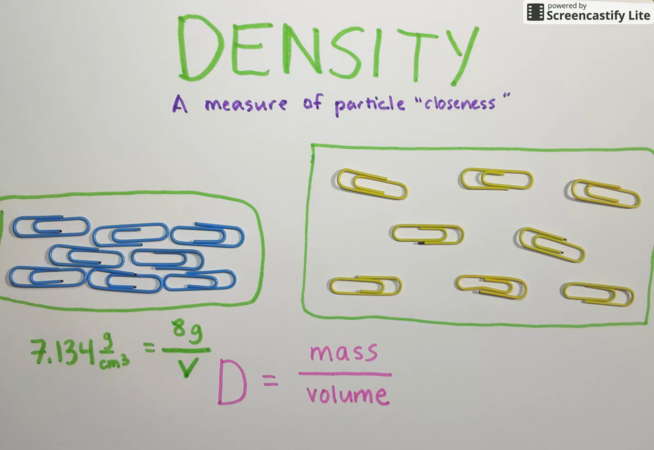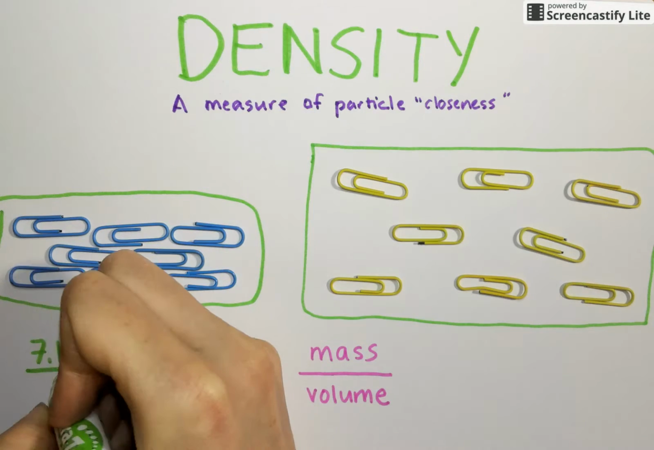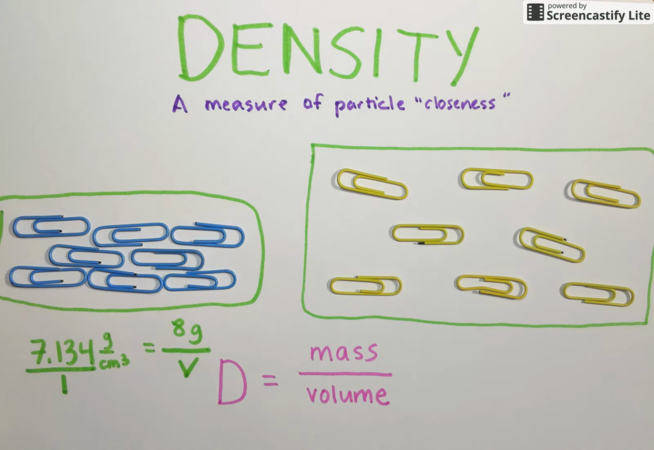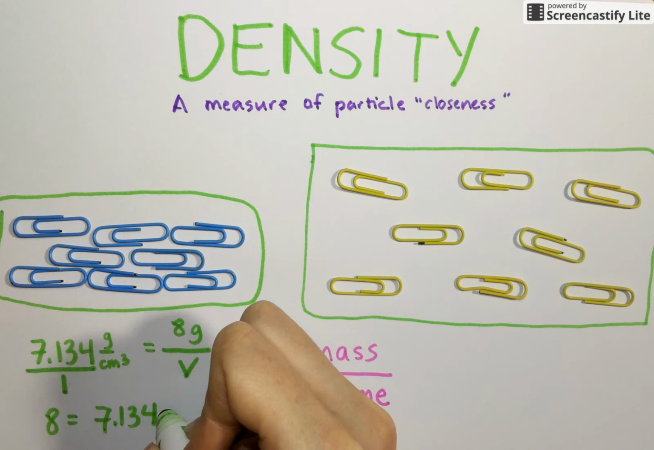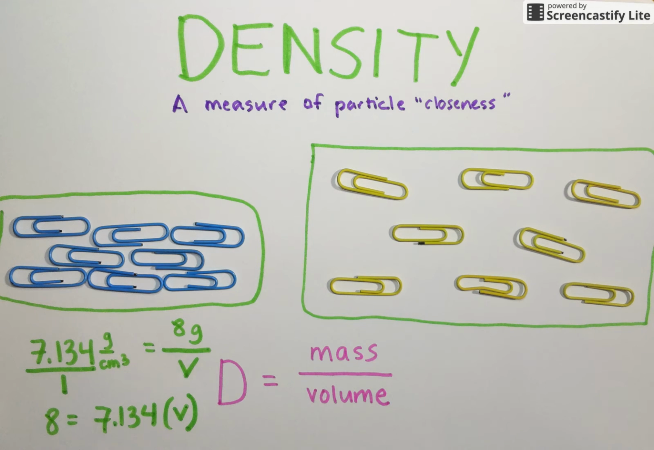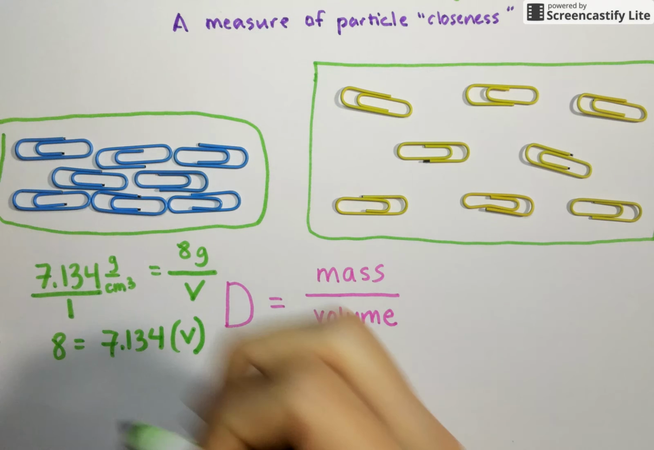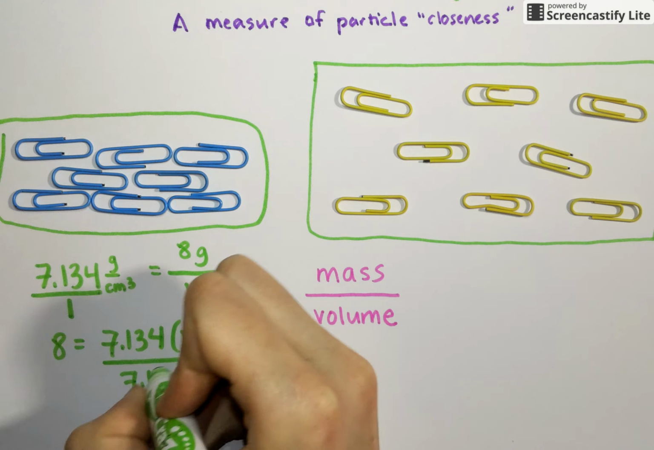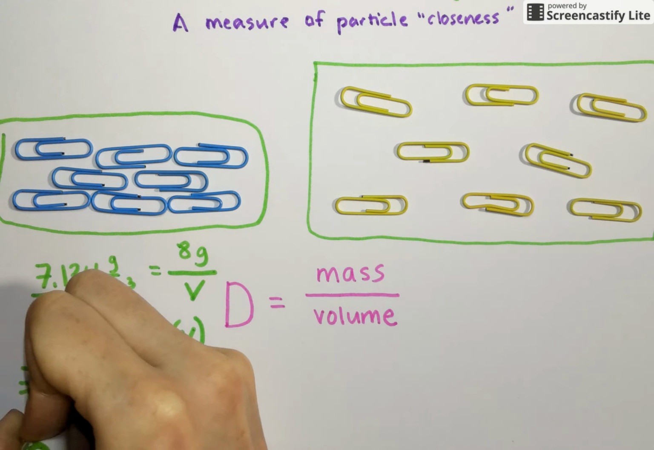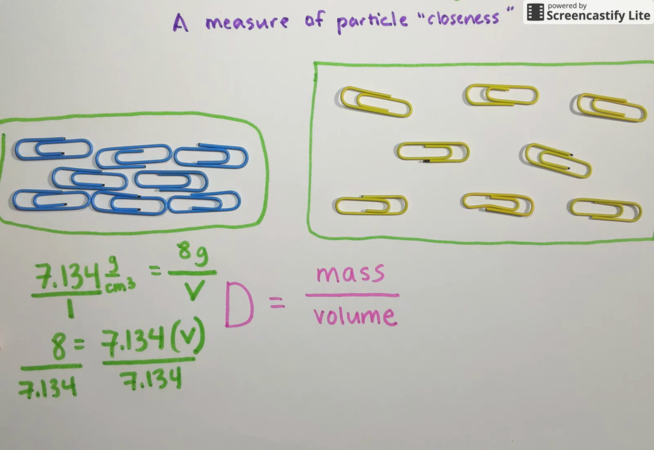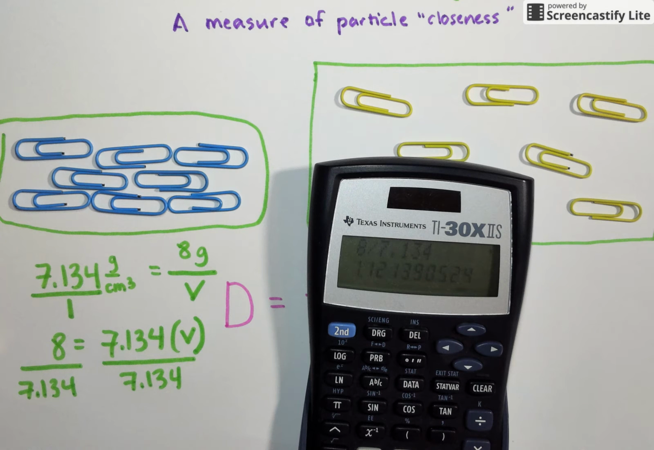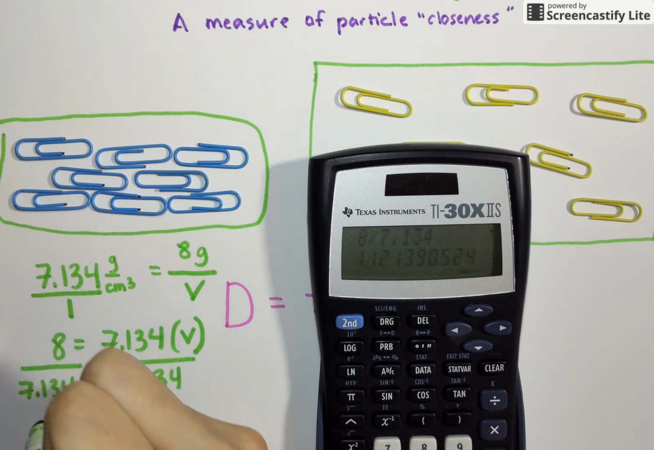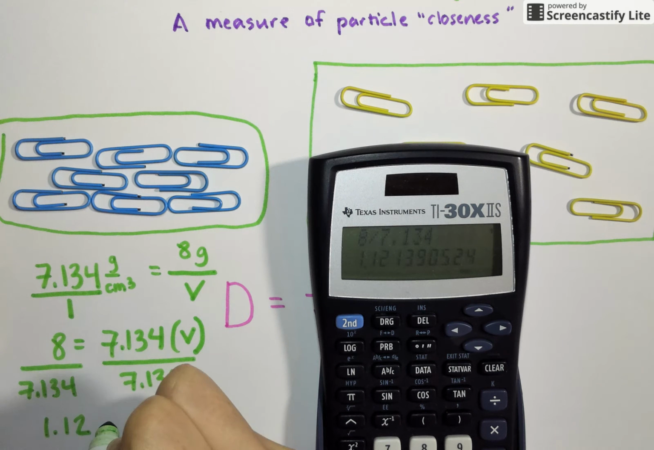To do this, you can use some algebraic manipulation, or if you'd like to just cross-multiply, we can throw the 7.134 over 1 and take note that 8 equals 7.134 times the volume, which means to solve for the volume, I'm going to need to divide each side by 7.134. I'm going to let my calculator do the work for that, and what I'll find is that the amount of space this particular sample of zinc will take up is about 1.12 cubic centimeters.